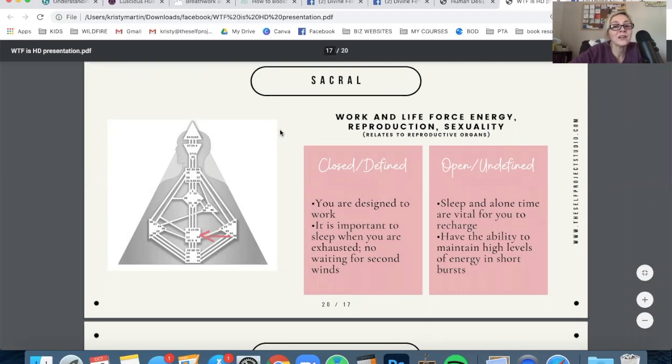If you're open and undefined, sleep and alone time are really vital for you to recharge because you don't have access to that consistent energy. You do have the ability to maintain high levels of energy in short periods of time. So you might be able to get a lot done, and then you're going to have to stop and rest. While a closed defined center is more steady and stable, and has more stamina power.